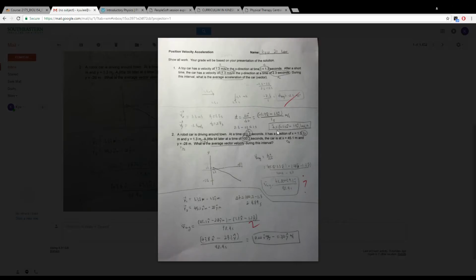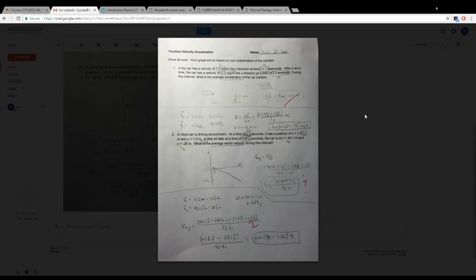So after the math, the average acceleration comes out to be negative 1.3 in the x direction minus 1.3 in the y direction, meters per second squared.